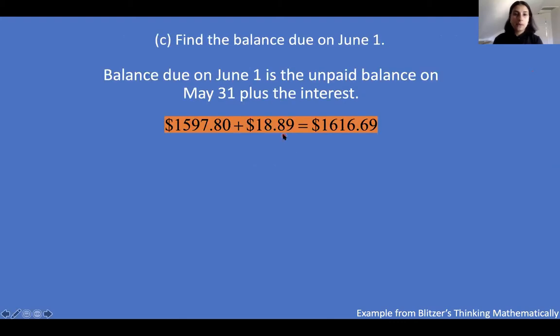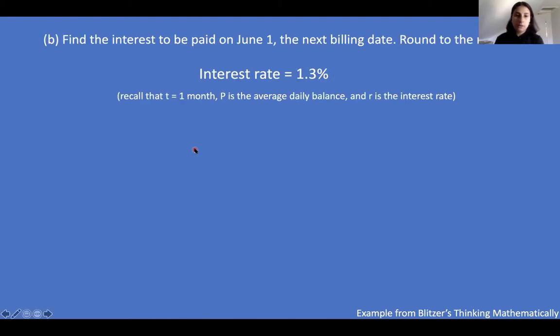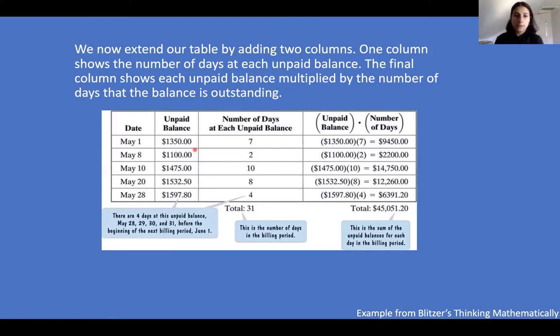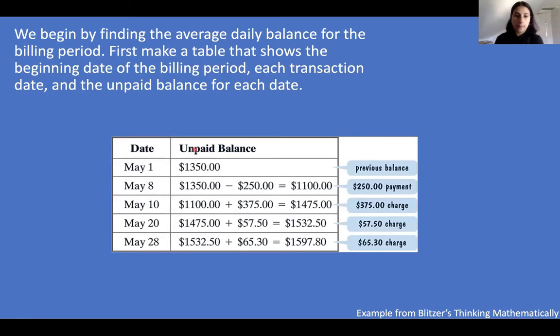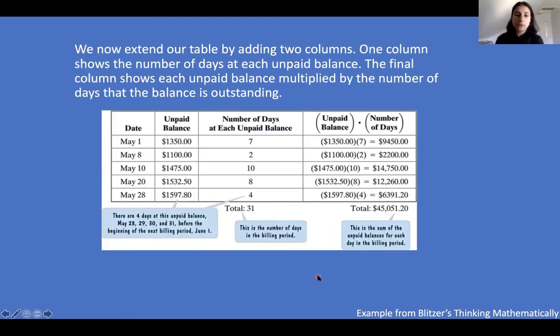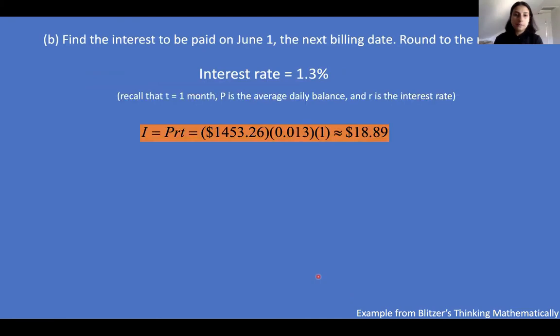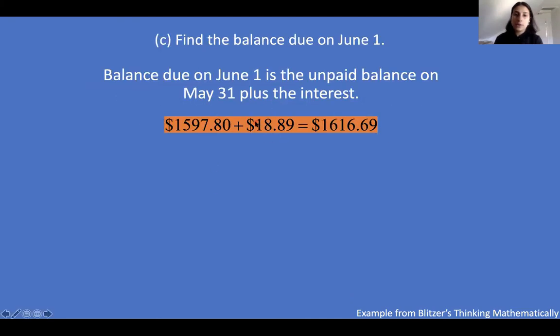Okay. The next part of the question asks us to find the balance due on June 1st. The balance due is going to be the unpaid balance on May 31st plus the interest. So we have the $1,597.80, as you recall. I'll show you where that came from right there. Remember the total of the unpaid balance plus any credits and charges, and add it to the interest that we just found in Part B. So that gives us the $1,616.69. So that's the balance due on June 1st.